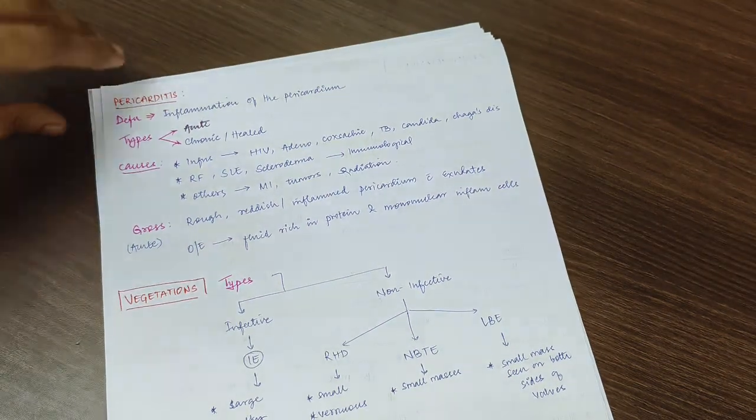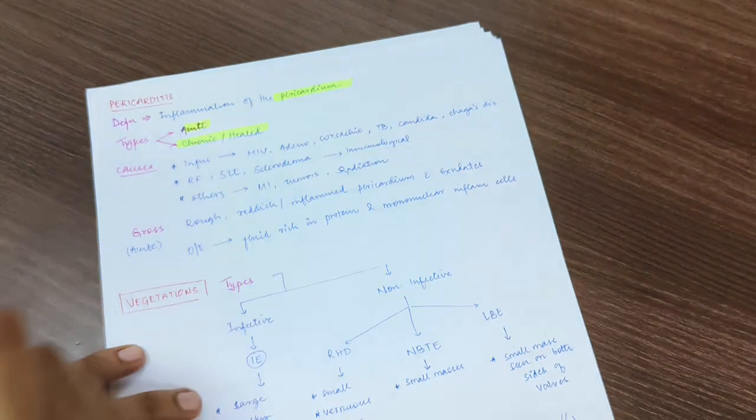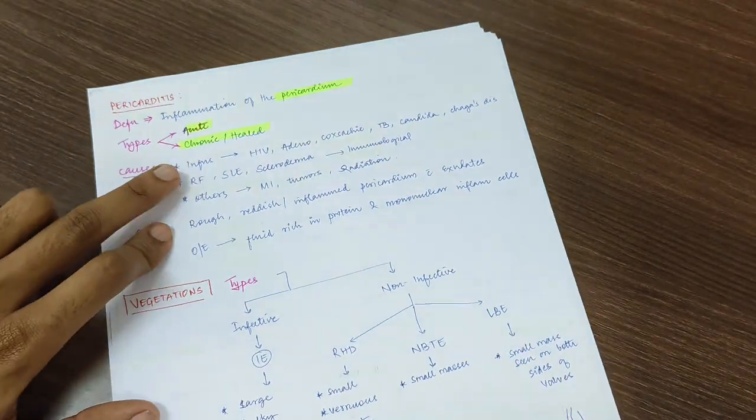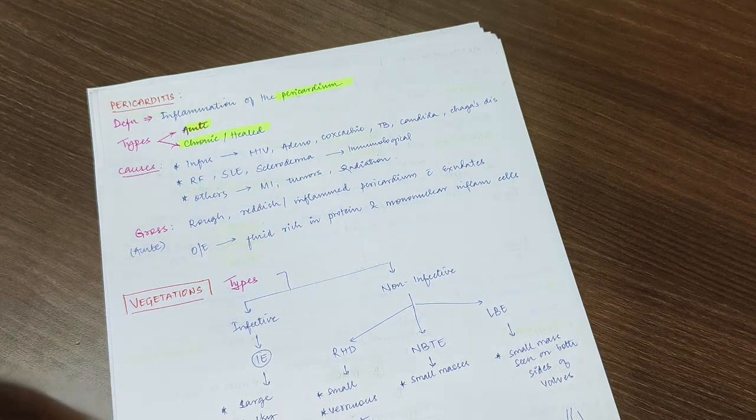Pericarditis. What is pericarditis? It is inflammation of pericardium. Two types, acute and chronic. Causes: infections such as HIV, adenovirus infection, Coxsackie virus infection, TB infection, Candida infection, Chagas disease, and rheumatic fever. Rheumatic fever, SLE, scleroderma, these are all the immunological causes. Other causes are myocardial infarction, tumors, and radiation.